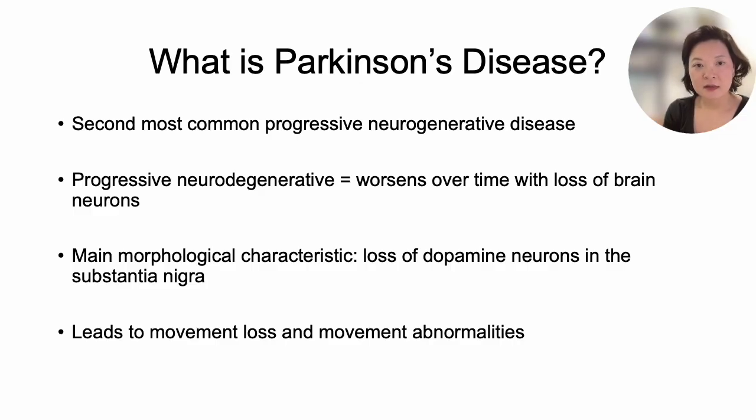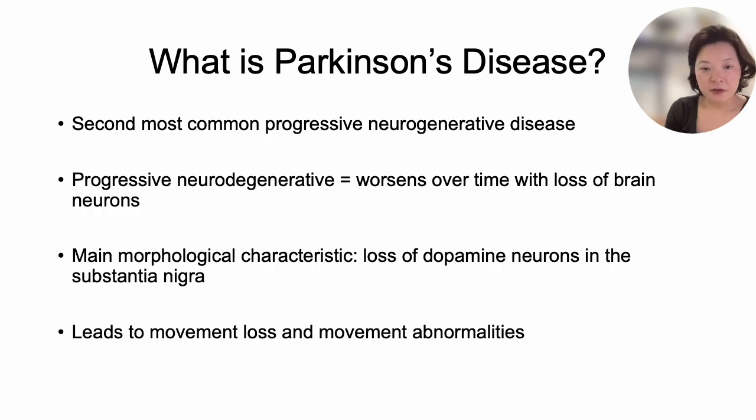So, what is Parkinson's disease? Parkinson's disease is the second most common progressive neurodegenerative disease, with Alzheimer's being the most common. What does progressive neurodegeneration mean? Well, progressive means that the disease worsens over time with a loss of brain cells or neurons that accompany it.